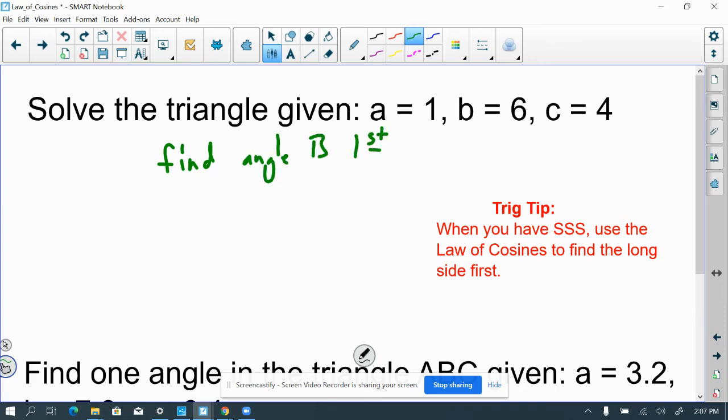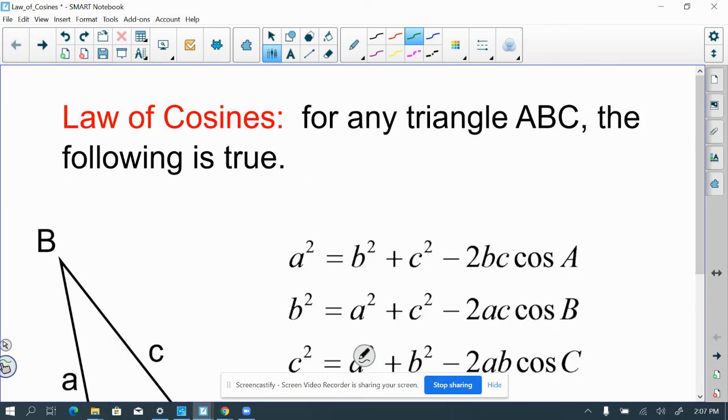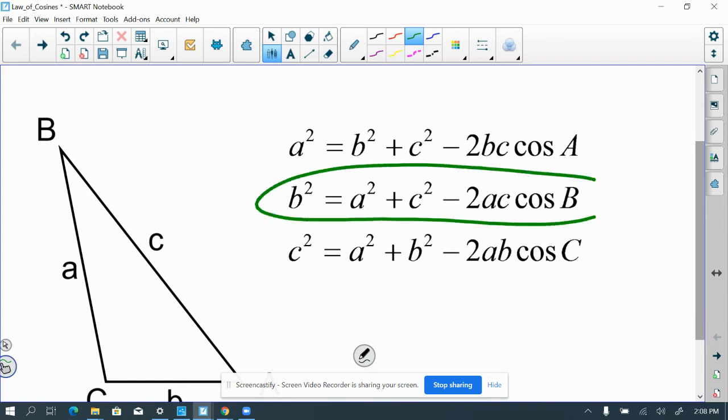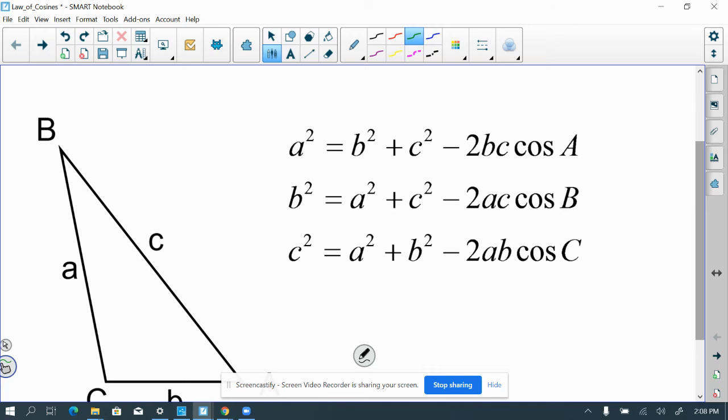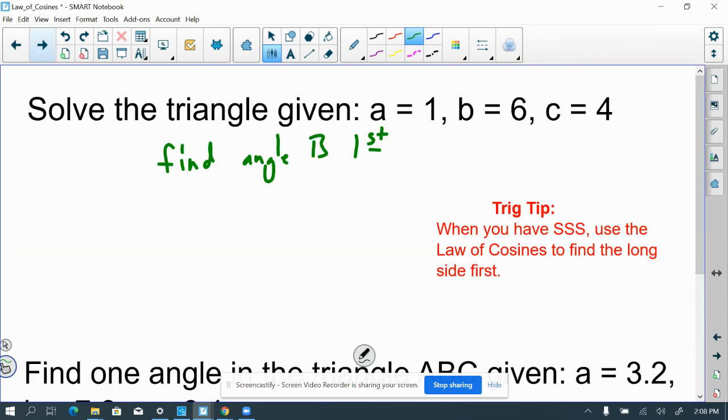first. So back to the law of cosines. Which one of these is going to help me find angle B? There's only one that has angle B. It's the one that starts off with side b squared. So that's the one I'm using. b squared equals a squared plus c squared minus 2ac cosine B. Write it down first, then it'll just internalize. Plug in the numbers.